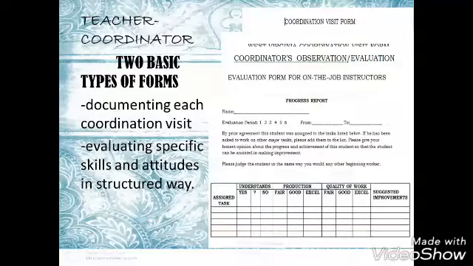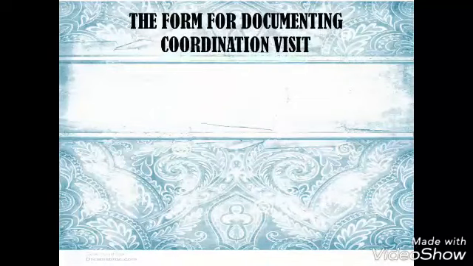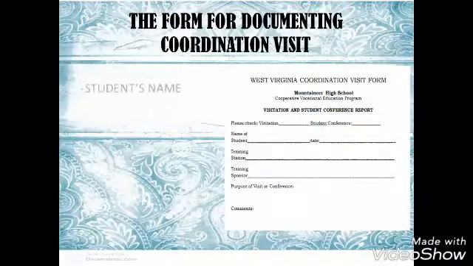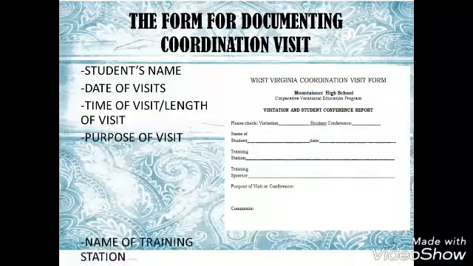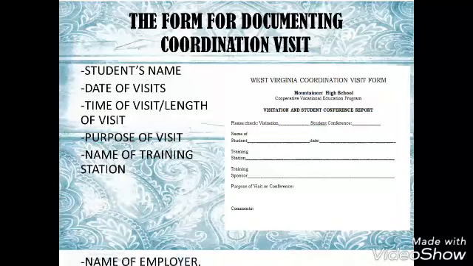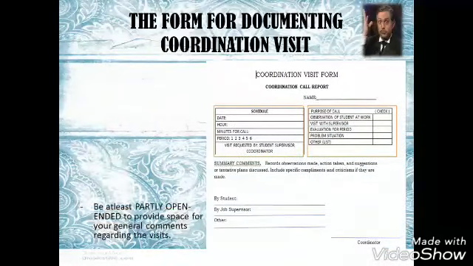The form for documenting coordination visits should have space for standard information needed, such as student's name, date of visit, time of visit or length of visit, purpose of visit, name of training station, name of employer, on-the-job instructor, or training sponsor. The form for documenting the coordination visit should be at least partly open-ended to provide space for your general comments regarding the visit.